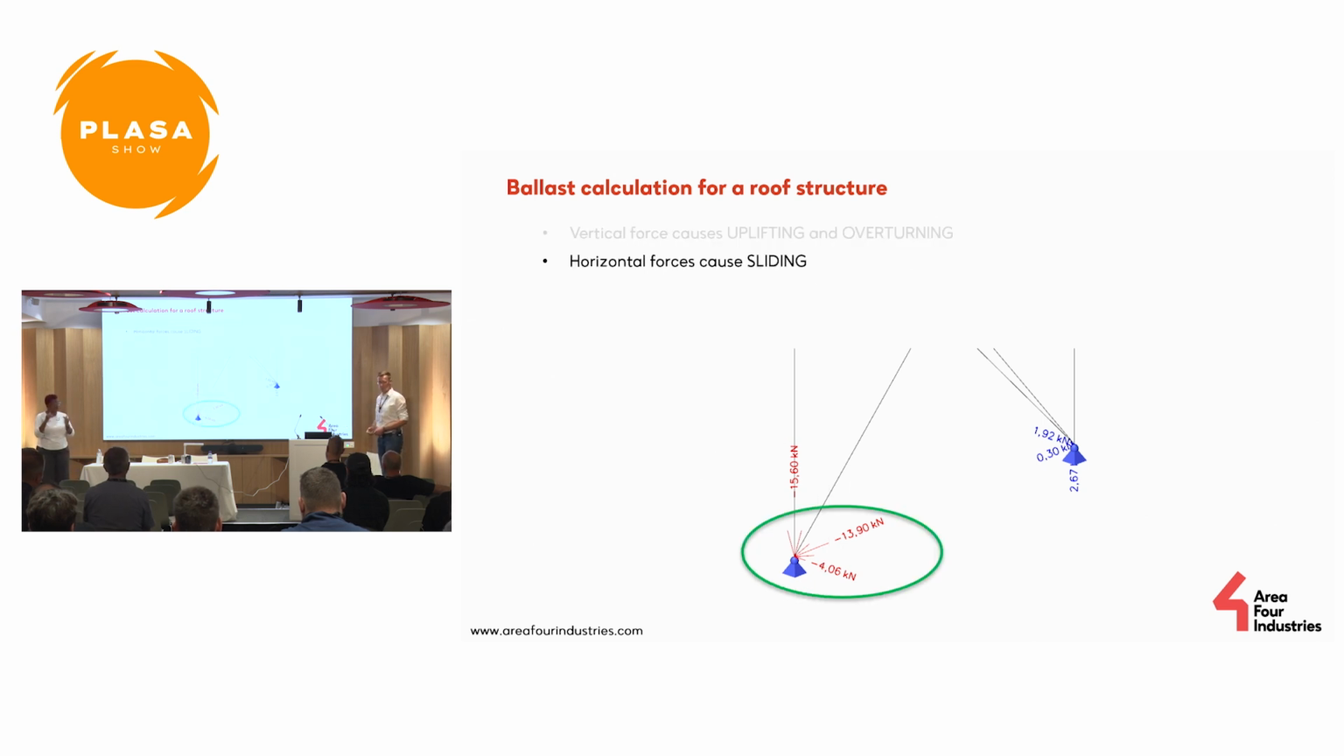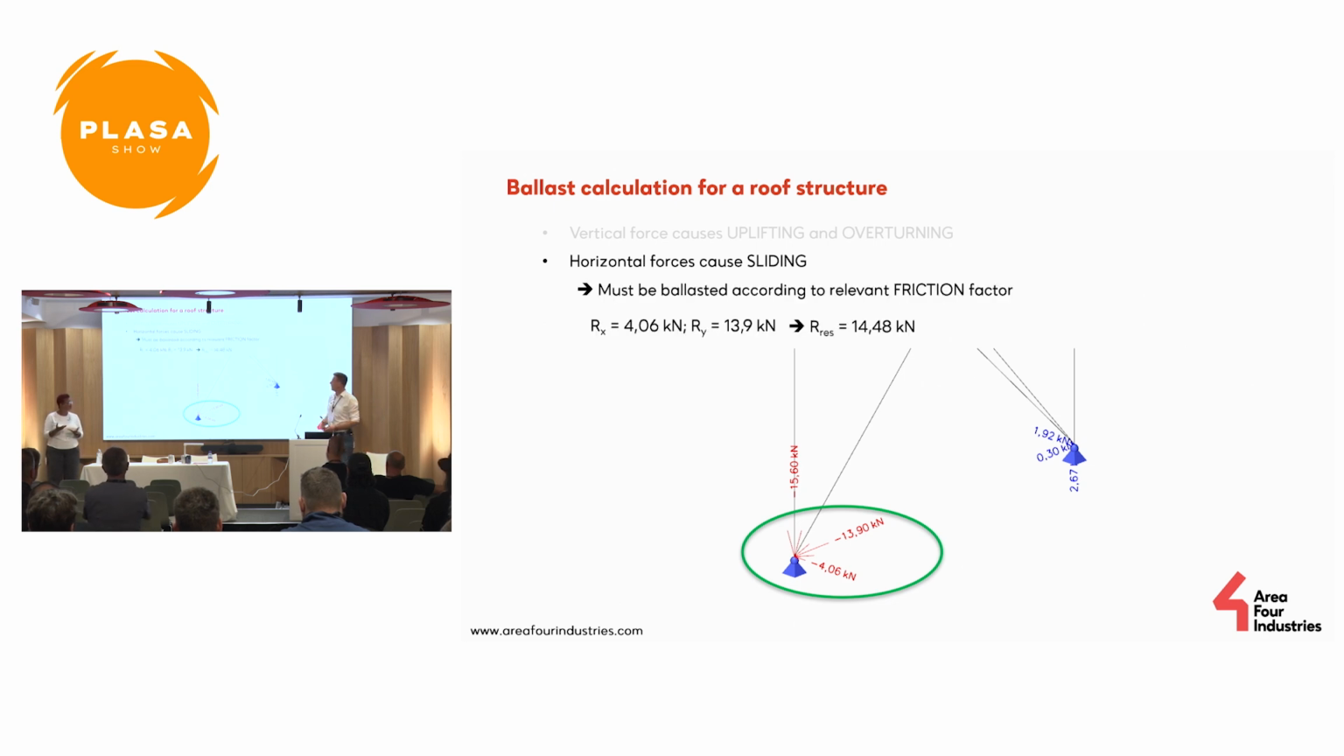Then the horizontal parts, this is the tricky one. Basically, there is the combination of these two forces. You can combine them. I guess everybody has heard long back in time at school about Mr. Pythagoras from Greece. And out of the 4.06 and 13.9, the resulting force is 14.48. And this has to be saved or secured by friction.